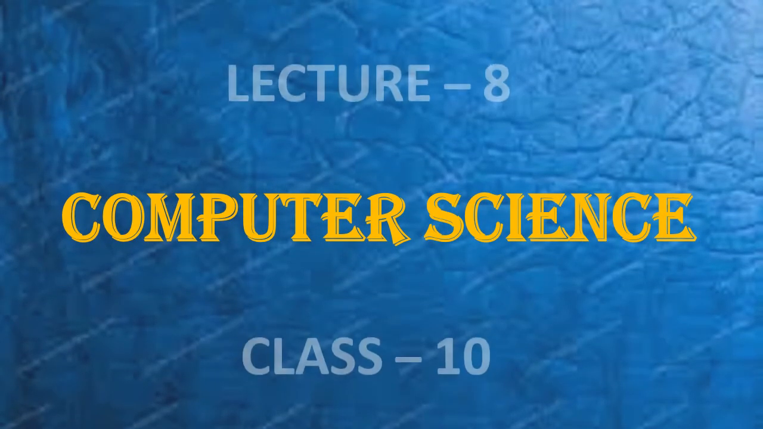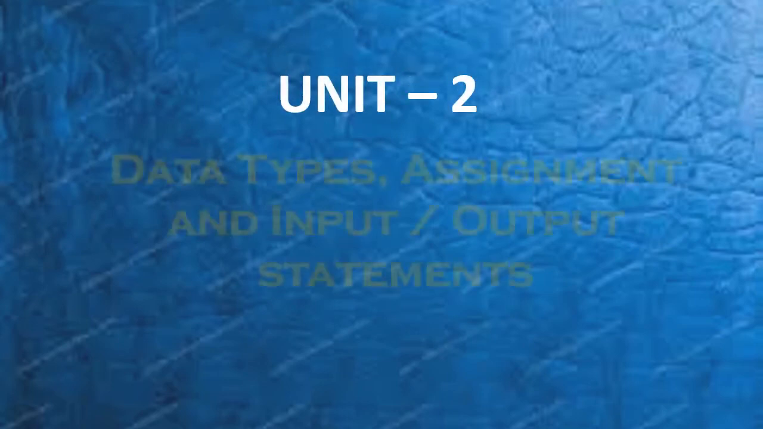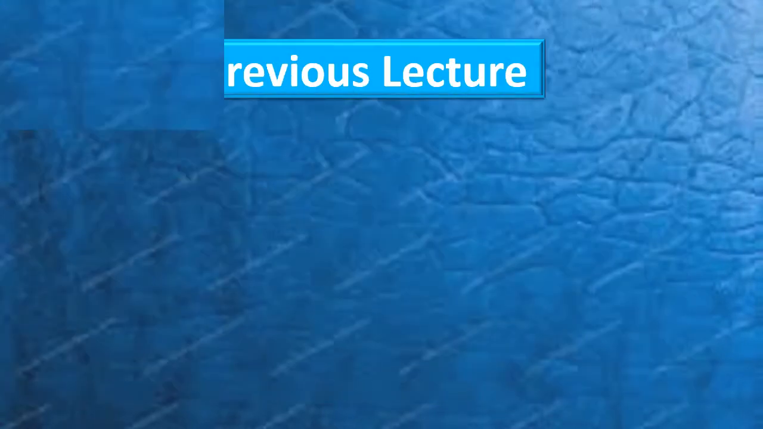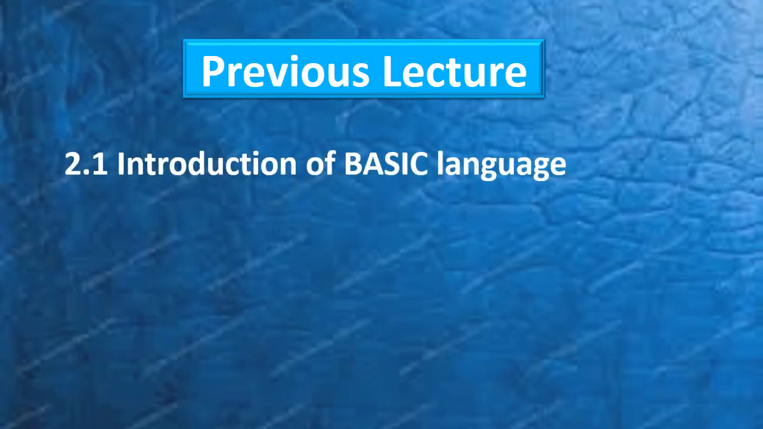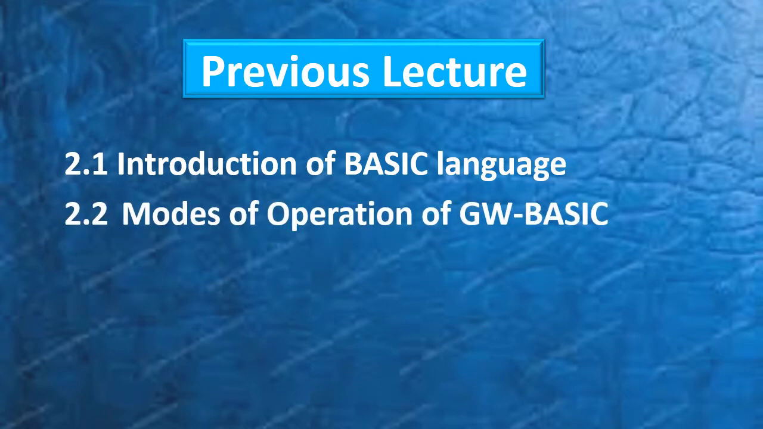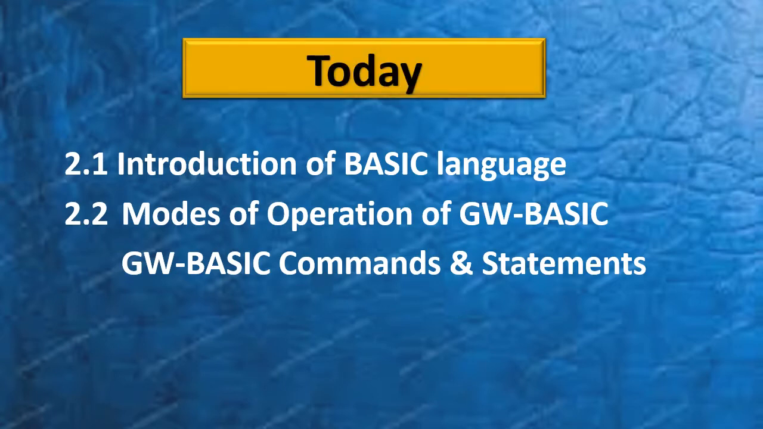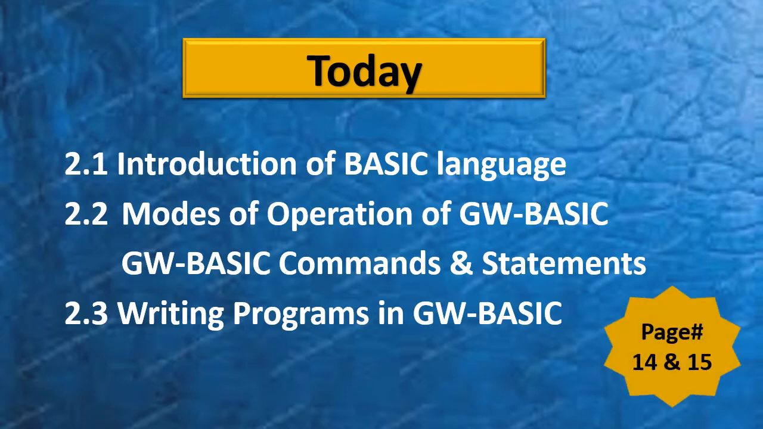Today we are here for lecture number 8 of Computer Science class 10th. We are doing unit number 2, data types, assignment and input-output statements. In the previous lecture we have learned introduction of BASIC language, modes of operation of GWBasic and GWBasic commands and statements. And today we are going to do writing programs in GWBasic. These topics are given on page number 14 and 15 of your textbook.